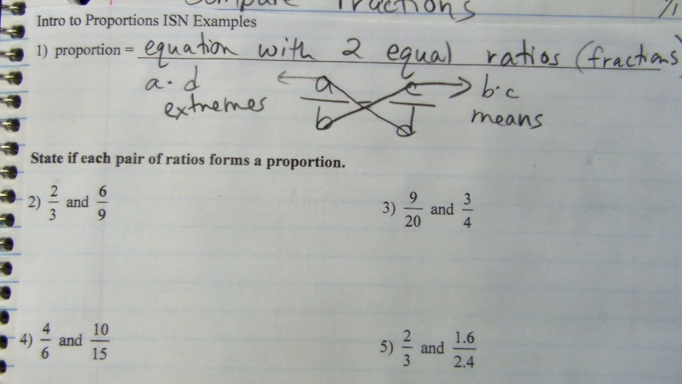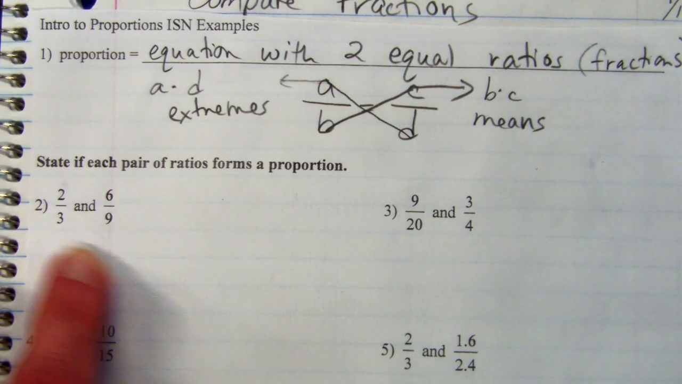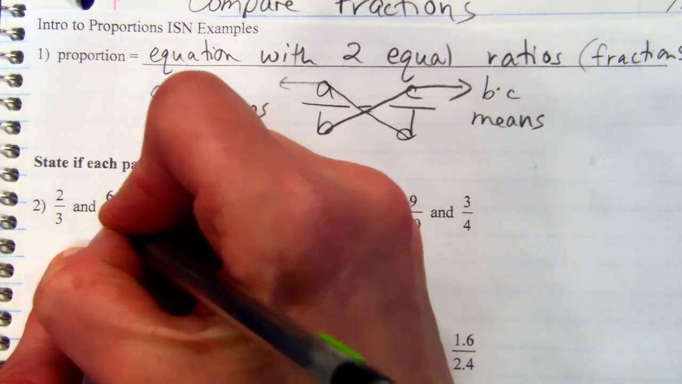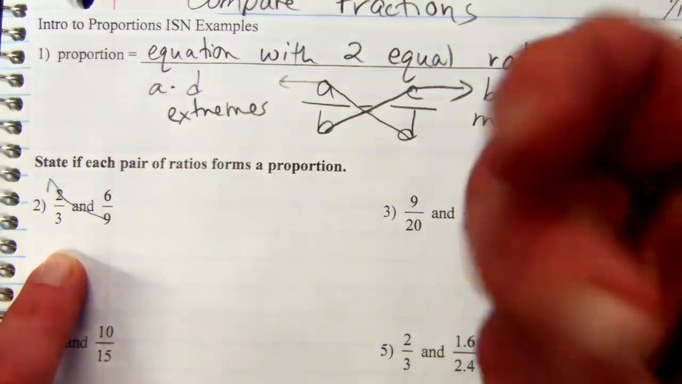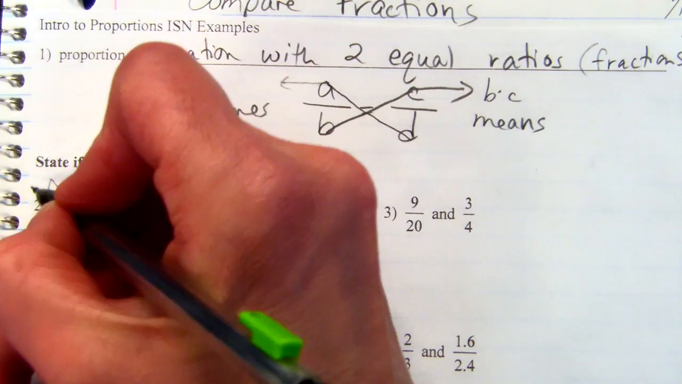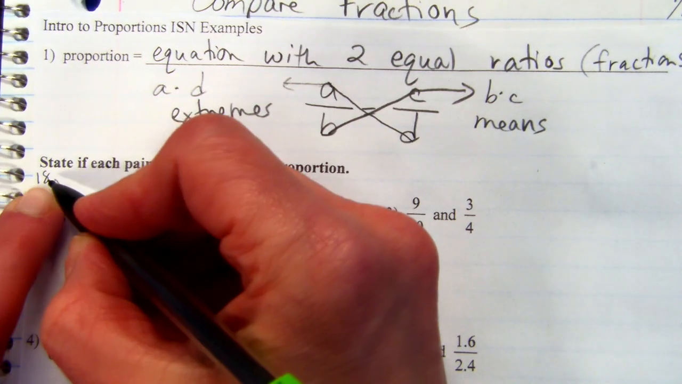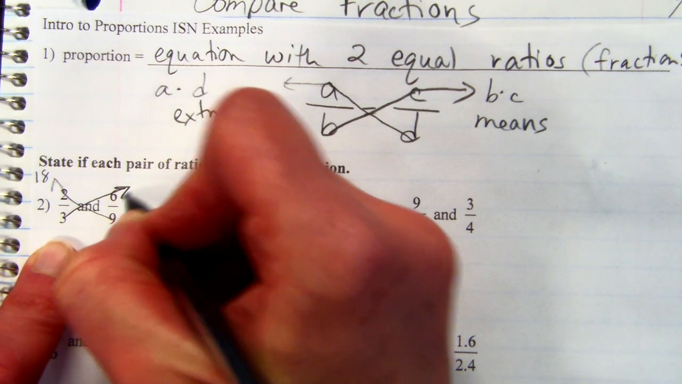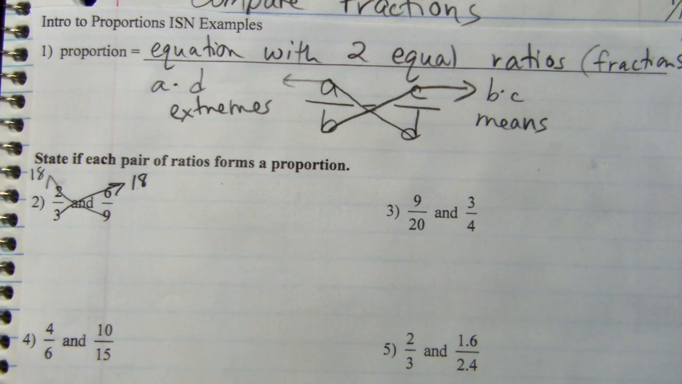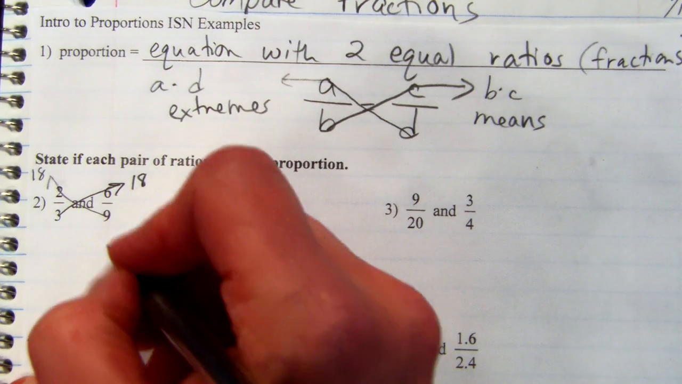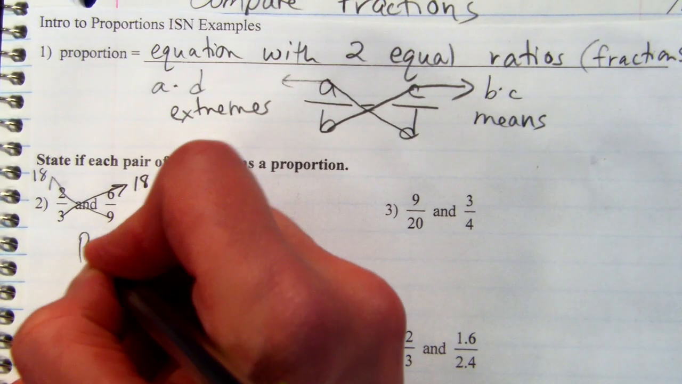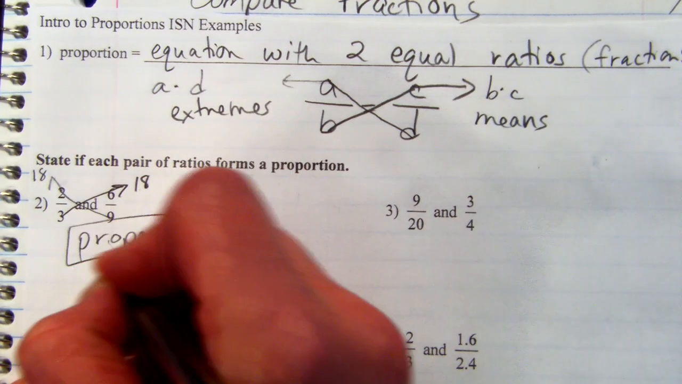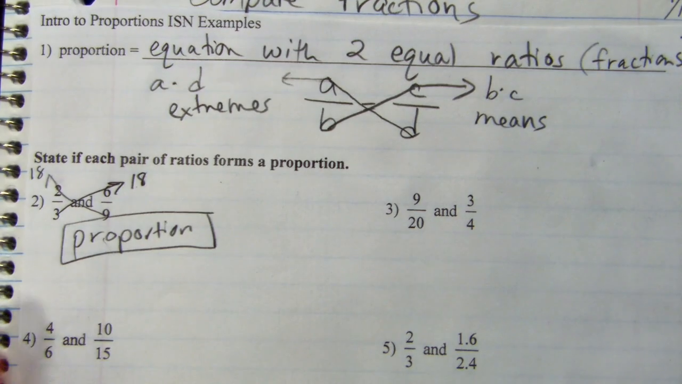But let's look at what we're talking about. If I have two fractions, I'm trying to decide if these are proportional. So what I'm going to do is take these and multiply. So 9 times 2 is 18, and I'm going to put it up here. There's a reason why it's going up there. And then 3 times 6 is also 18. So if those come out the same, then that means it is a proportion. So that one is a proportion. Or you could write yes. It's a little shorter.